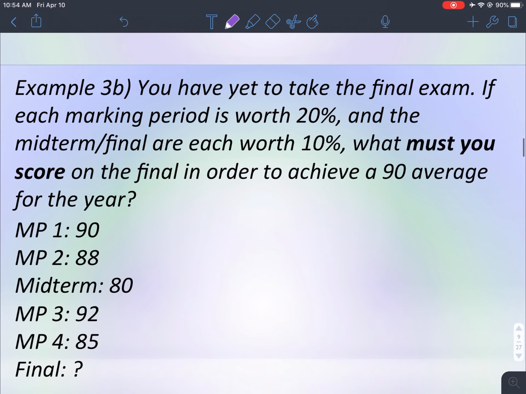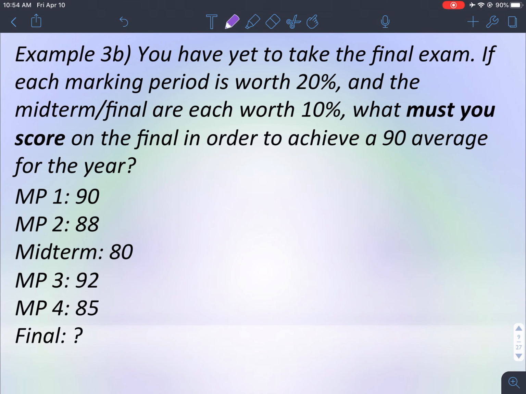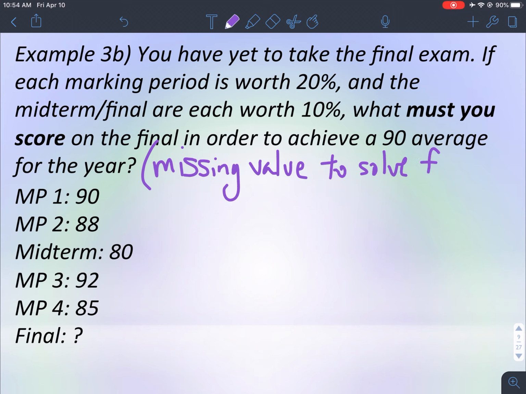We want to take that one step further. This is the type of problem where we're going to have a missing score or missing value that we have to solve for. It's going to be a little bit like doing a weighted average but working backwards.